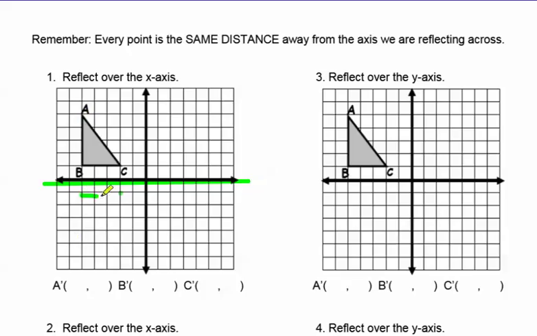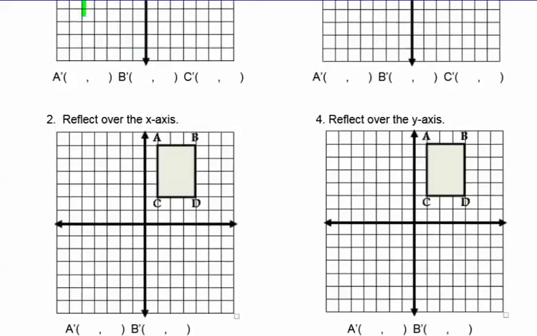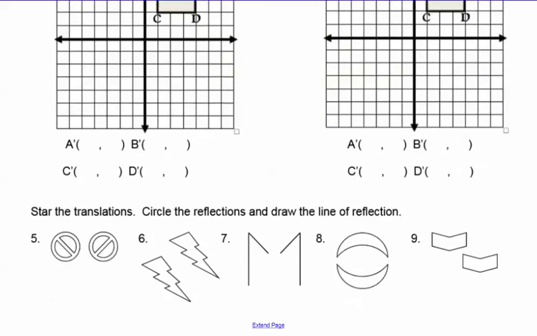And then you connect the dots at the end, right? And you write your coordinates and label your letters. A prime, B prime, C prime, X prime, whatever letters they are. All right? Go ahead and finish up this page. Get checked when you're done. Good luck. You got this.